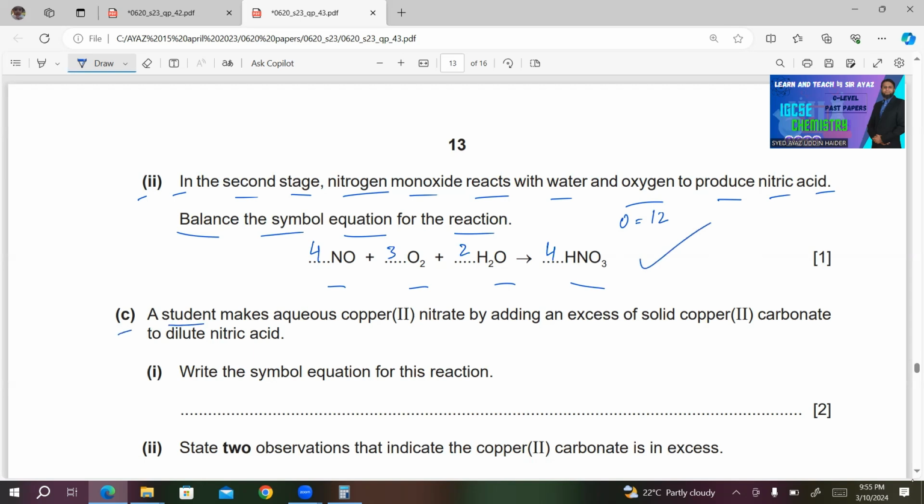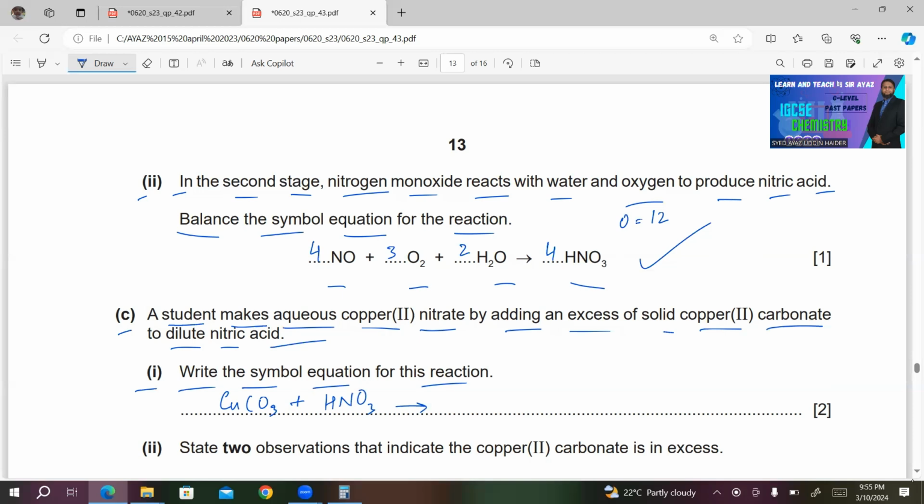C. A student makes aqueous copper 2 nitrate by adding an excess of solid copper 2 carbonate to dilute nitric acid. Number 1, write the symbol equation for this reaction. You have CuCO3 and it is added to dilute nitric acid. So we have HNO3 for nitric acid. And you want to make copper 2 nitrate.